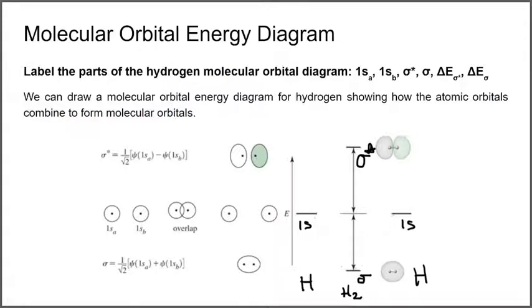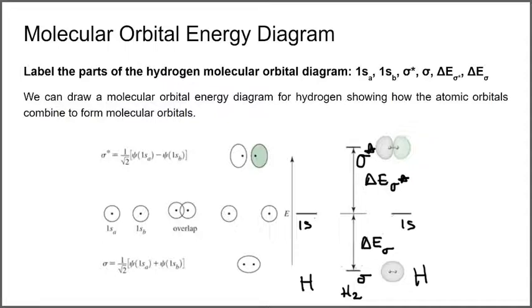And so the change in energy here is the change in energy related to sigma between the energy of the molecular orbital and the atomic orbitals that were used to make it. And then we have the change in energy of the sigma star orbital, the energy difference between the atomic orbitals and the sigma star molecular orbital.